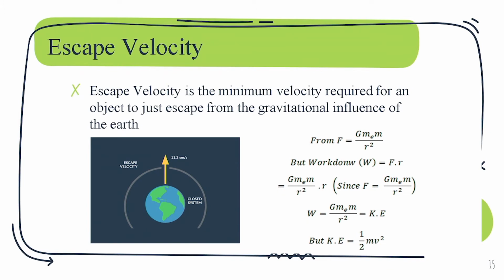Escape velocity. Escape velocity is defined as the minimum velocity required for an object to just escape the gravitational influence of the Earth. As we all know, every object that goes up must come down. Yes, but there's a certain velocity at which objects can be launched, and then they are going to escape the influence of the gravitational force of the Earth. And that is the principle that is applied to rockets and satellites.